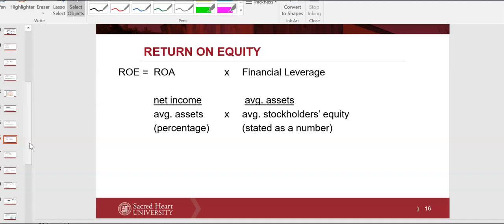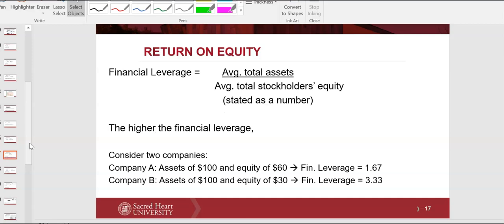We already discussed return on assets, net income divided by average total assets. Now let's introduce this term financial leverage. Financial leverage is average total assets divided by average stockholders' equity. Whereas return on assets is stated as a percentage, financial leverage we usually state as a number. Let's take a look at financial leverage in a little more detail.